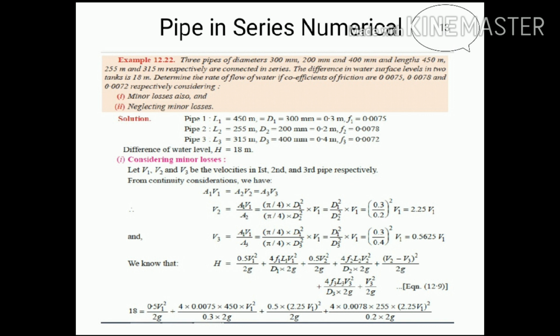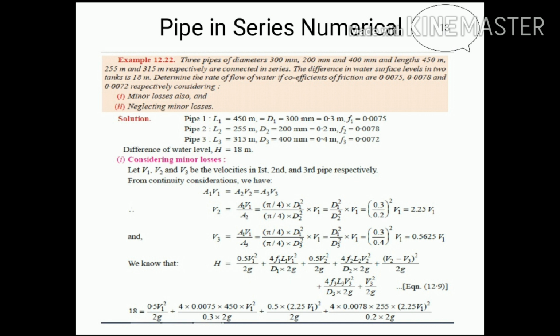Here I have not drawn, but you draw. It's very easy to find the minor losses. Now after drawing that diagram, the difference of water level H is given as 18 meter and the friction factor for all the pipes. And what we have to find? We have to find the flow of water, that is, we have to find the discharge. So this is the bookish answer, but you just solve with the steps which I have explained to you.